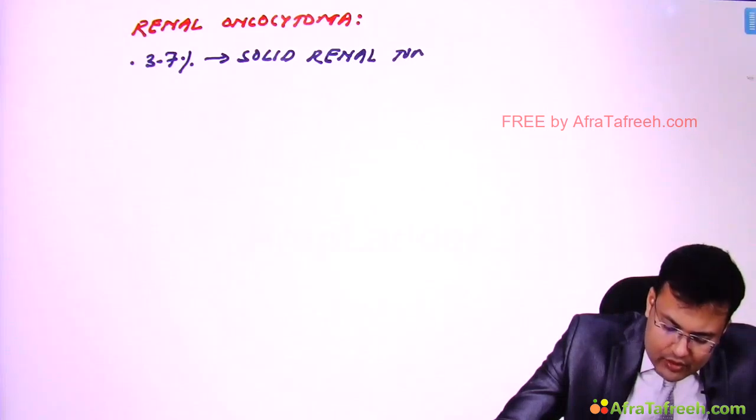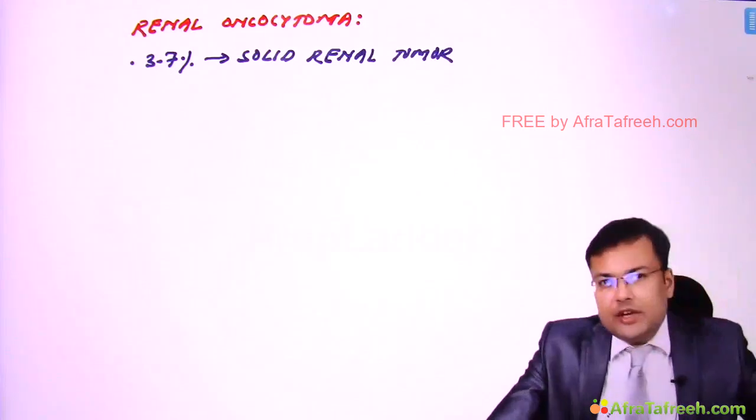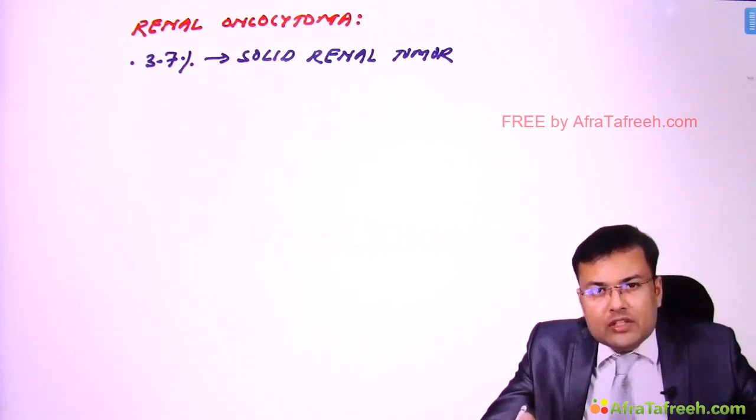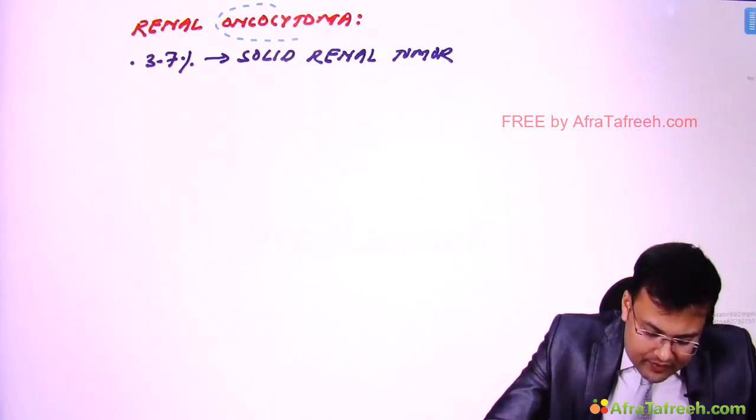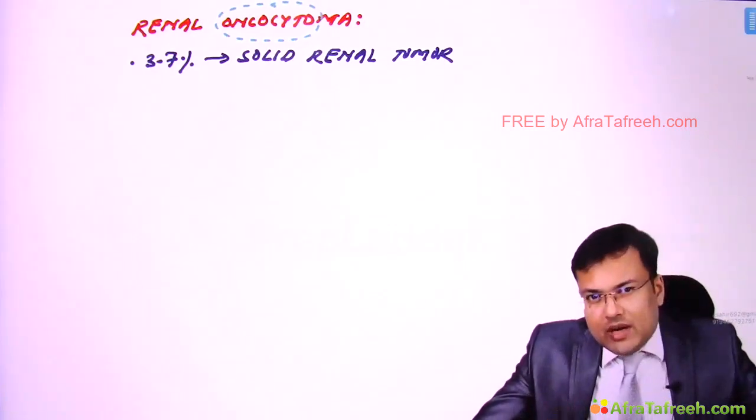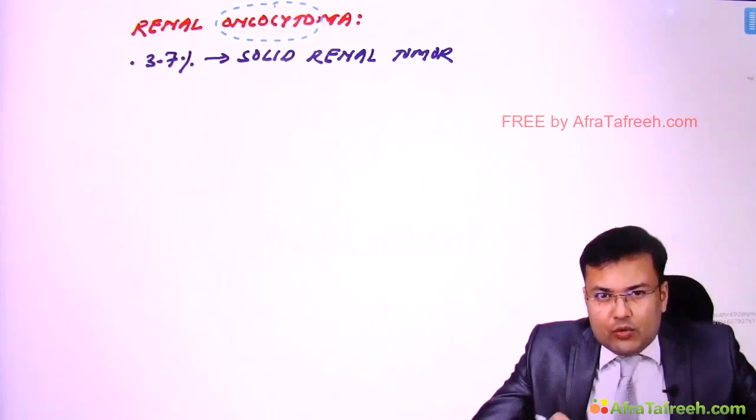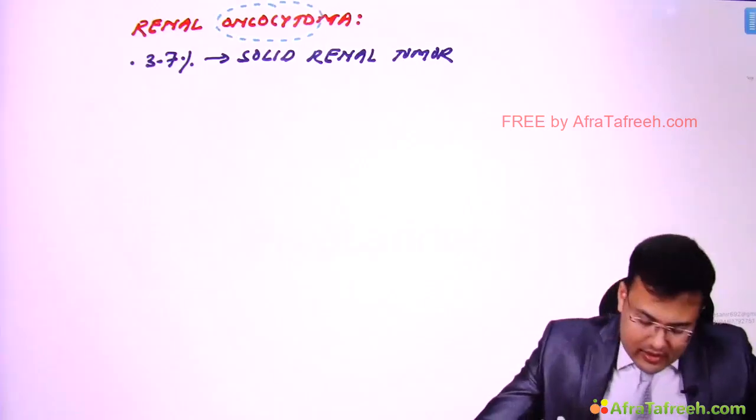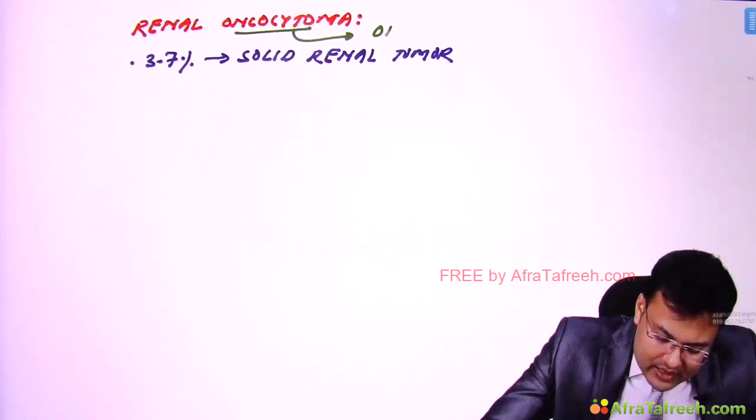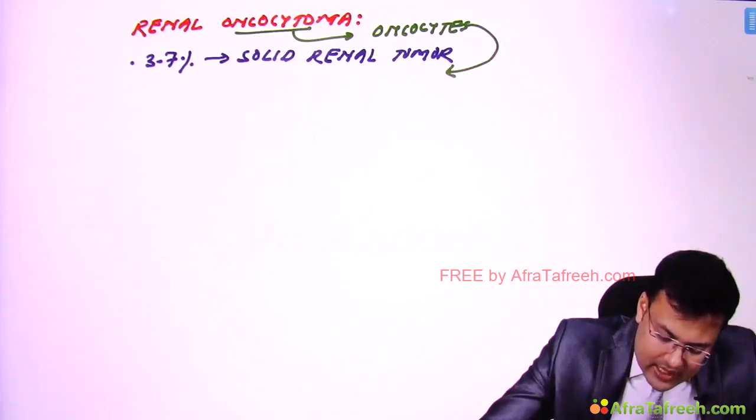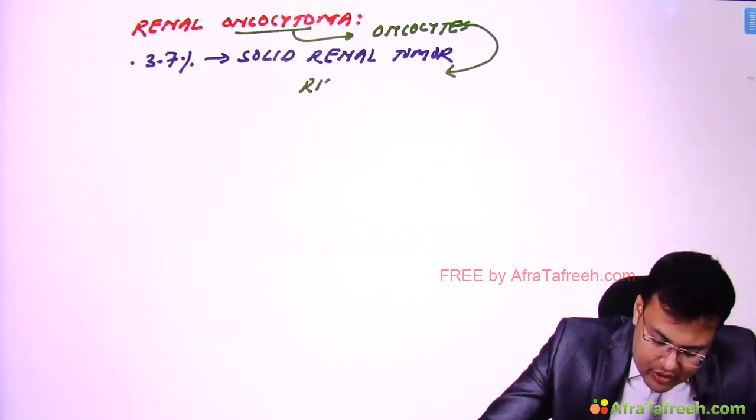Okay, I told you that in surgery, do the surgery of terms. So this is oncocytoma. So it arises from what? Oncocytes. Oncocytoma means it arises from oncocytes, and these oncocytes are rich in mitochondria. Clear? So it's easy to understand. Oncocytoma arises from oncocytes, and these oncocytes are rich in mitochondria.